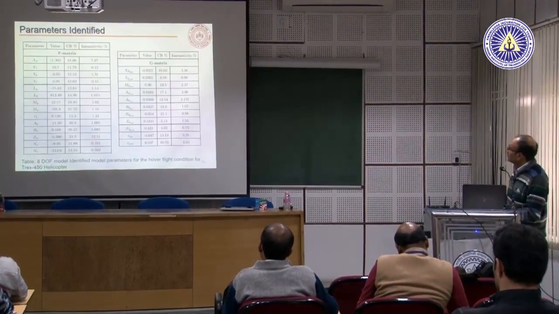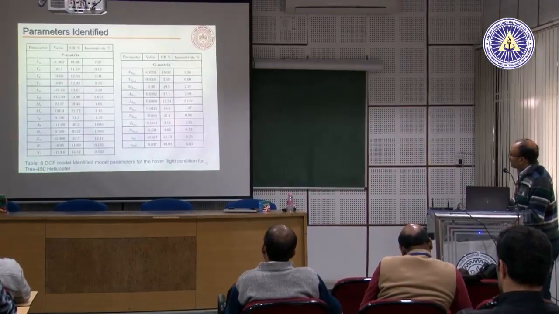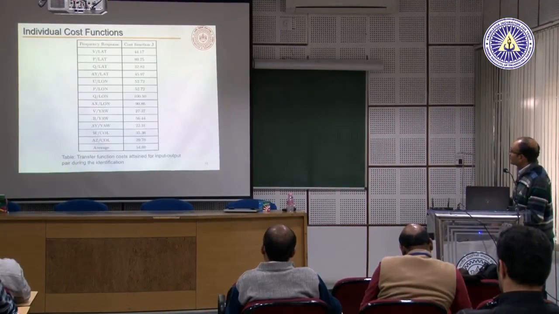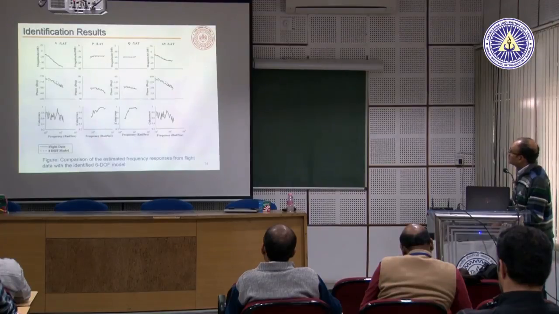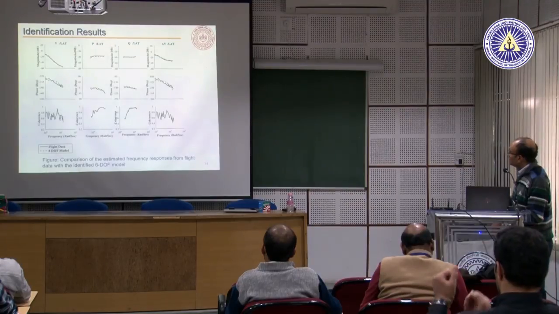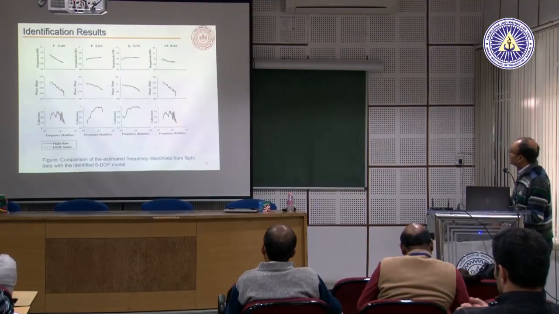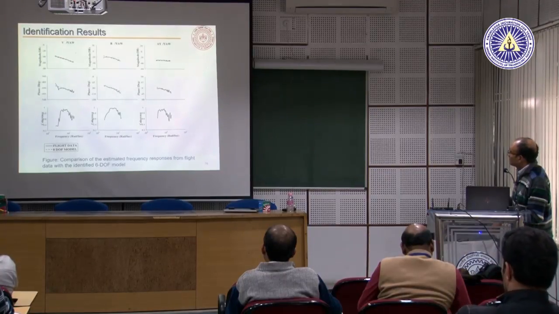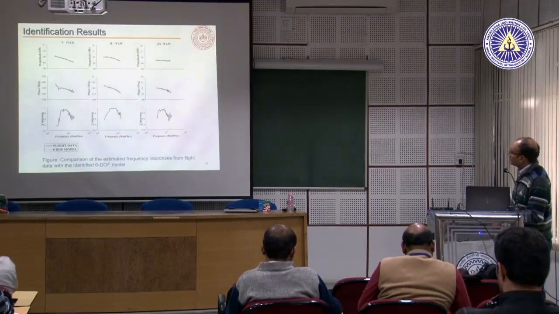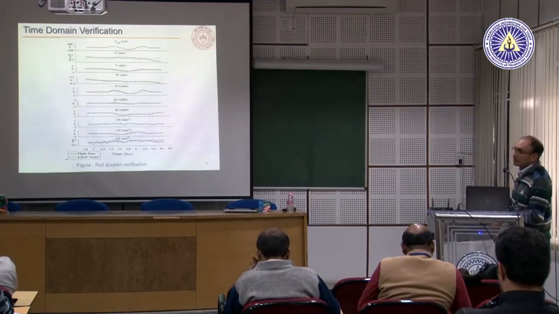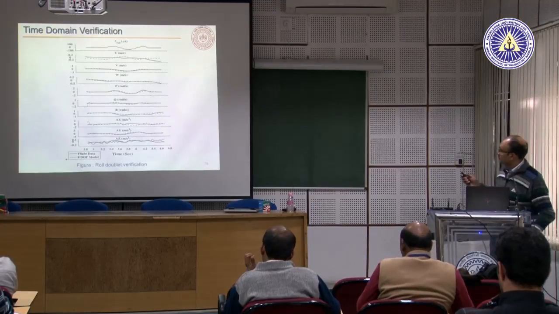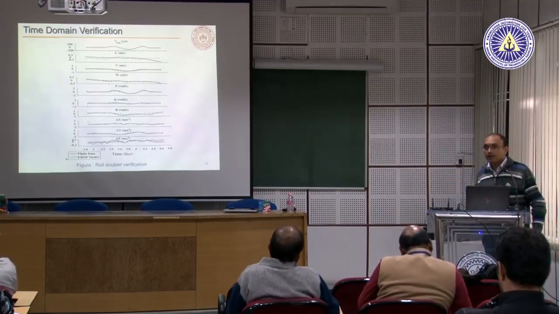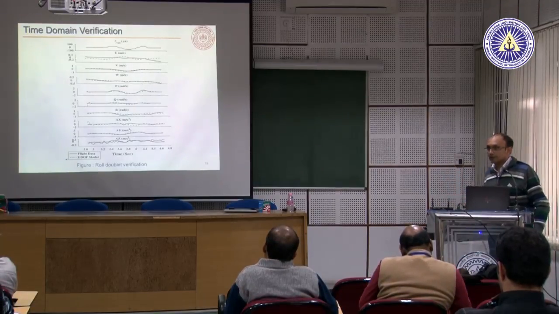Okay. So these are again the tables of identified parameters for this small helicopter. Okay. Cost function values, and these are the results for identification: V, P, Q, AY, U, P, Q, and AX, and V, R, and AY. So these are again all the frequency domain results, because we are looking at magnitude and phase. Then finally at the end we do the time domain verification. Okay, because this is the key thing. This is where you want to see whether whatever you have identified matches well or not with the flight test data.